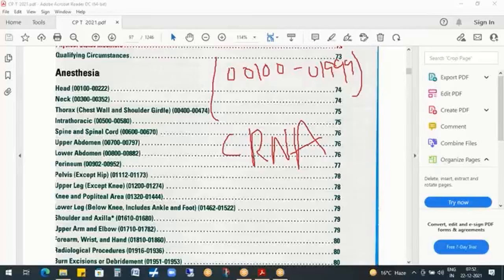Next point, types of anesthesia. There are different types of anesthesia, but anesthesia codes will get paid for the anesthesiologist only for, first point, general anesthesia.